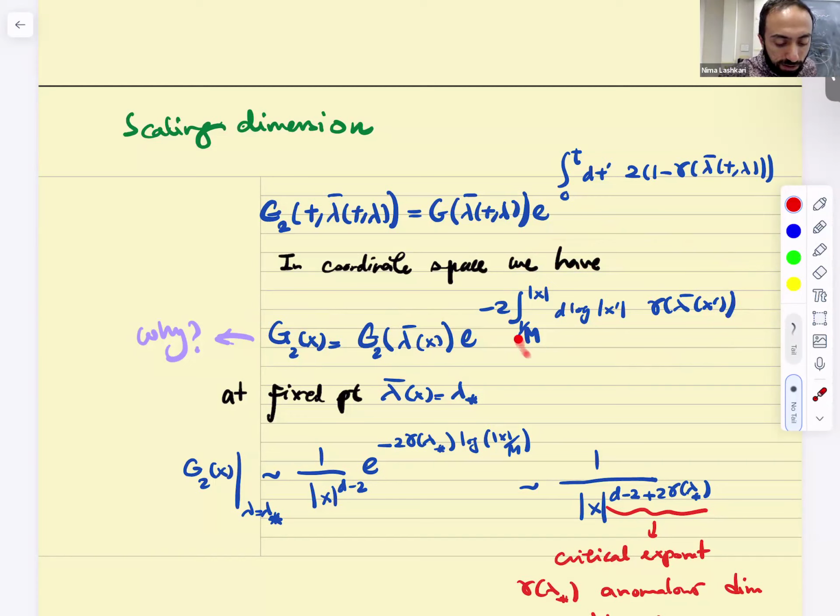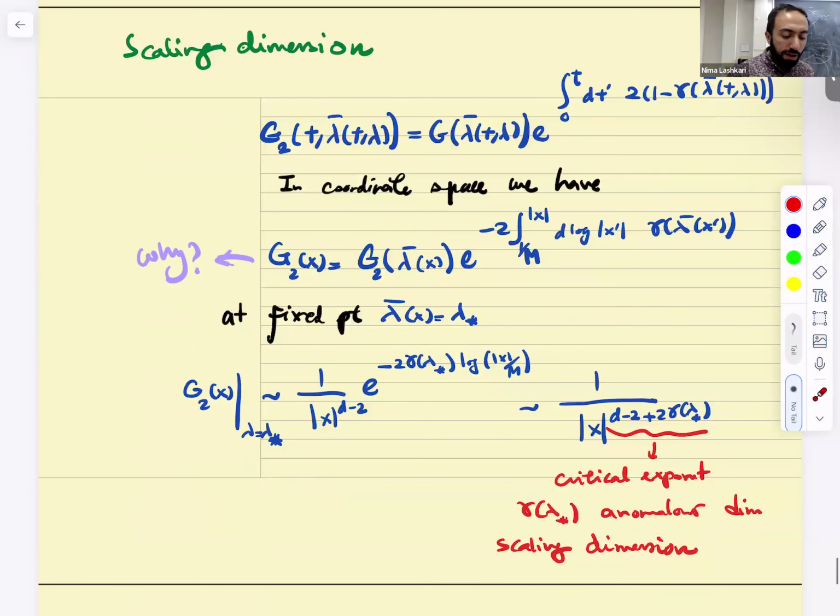You end up with an integral from 1 over M to x, d log of x bar, lambda of this. I won't bother you with that, but I just want to say that if you have a fixed point, this is going to come out as independent of x. So it's just lambda of x equals lambda star. This integral you could do explicitly. You end up with this expression, which could be simplified as 1 over x to the power of d minus 2 plus 2 gamma lambda star.